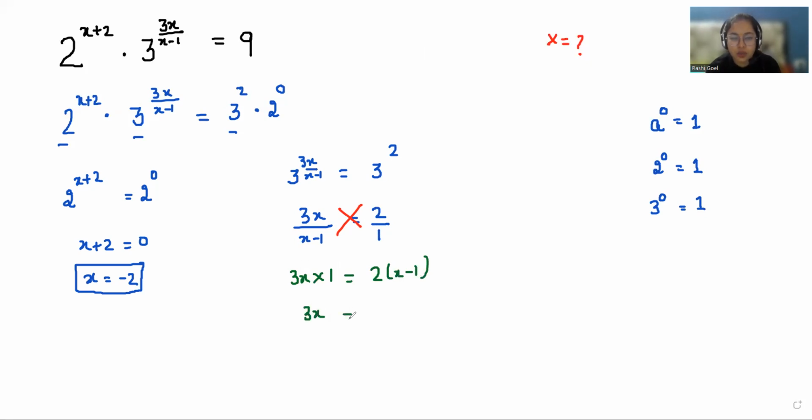So 3x is equals to 2x minus 2. So 3x will take my 2x to other side. So minus 2x is equals to minus 2. So x is equals to minus 2. So from both the cases, the value of x is minus 2. That means the value of x, final value is minus 2.